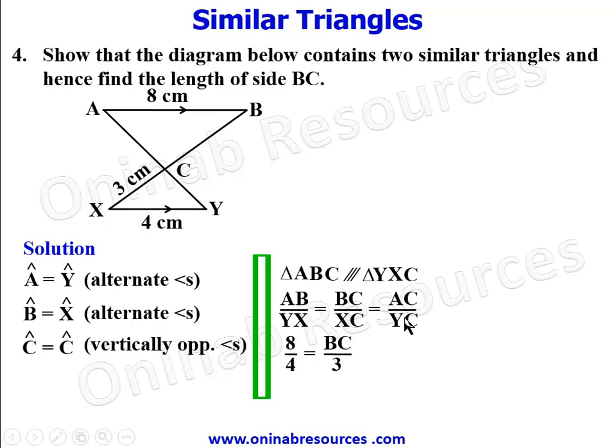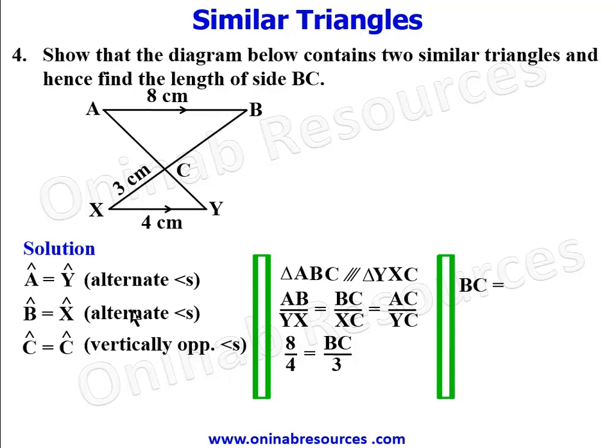We are not interested in the third ratio, because what we are looking for here is BC, and it's already contained in the ratios we have formed, and that is the only unknown. Even though AC is not known and YC is not known either, we don't need to bother ourselves looking for the values of AC and YC. So we can just make BC the subject of the relation here.